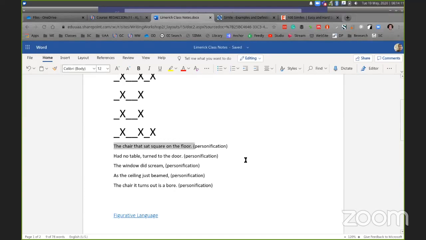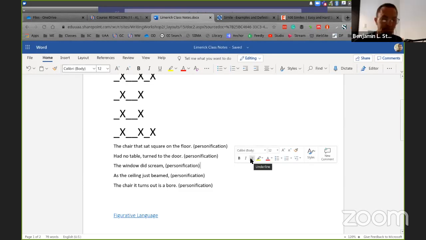When you give human characteristics to an object. That's right. So the chair that sat square on the floor. Well, the chair can't sit. People can sit, right? The chair turned to the door. The chair can't turn to the door. The windows can't scream. The ceiling can't beam. And the chair isn't a bore. A person can be a bore. A situation can be boring, but a chair can't be a bore. All right. What else? What about this? Turns out. What is turns out? What kind of grammatical structure is turns out?